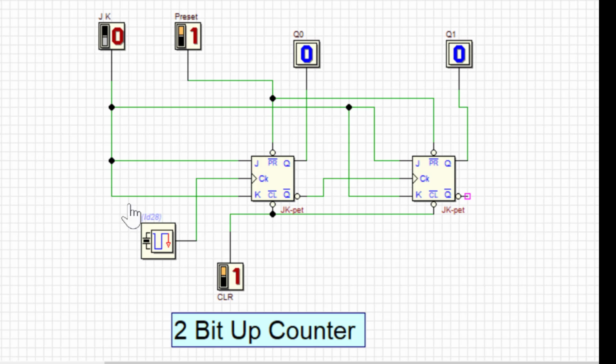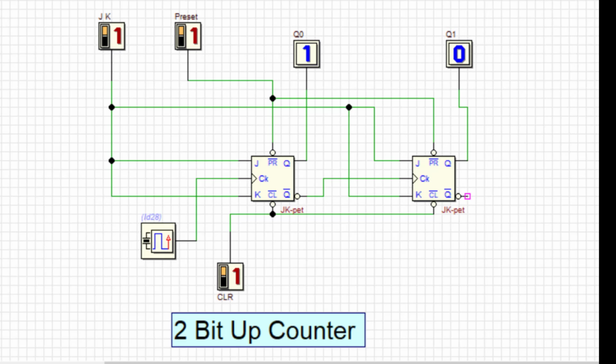Now my clock is connected. Let me reduce my frequency to 0.5 Hz. That means every 2 seconds you are going to see the change. Now since J is 0 and K is 0, it will be in the same state forever. The moment I make J equal to 1, K equal to 1 and clock is active, it's going to toggle between 0 and 1 with the frequency of the clock. Now we'll run the simulation.